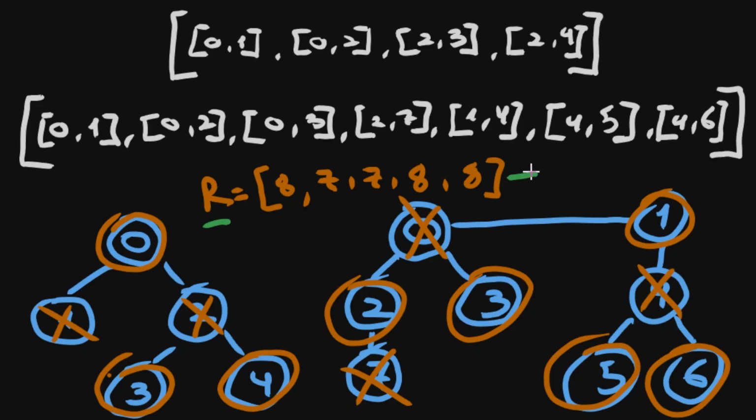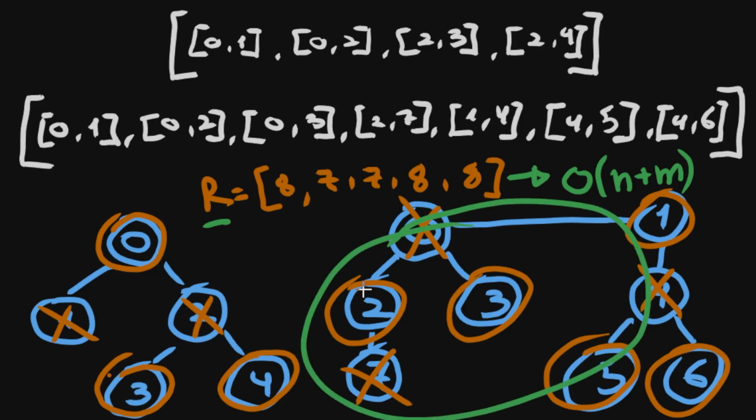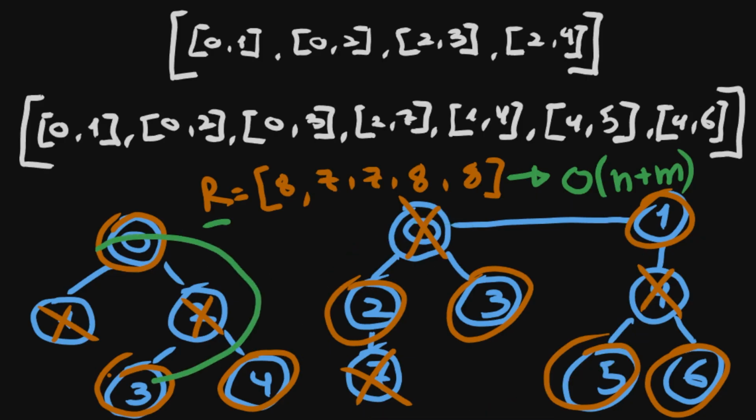Time complexity for this will be big O of n plus m, because we are doing only one breadth first search in this graph and another BFS on this graph. And space complexity will also be n plus m, because we are building adjacency lists for both graphs. So now let's go with the code, and hopefully you will get the idea.